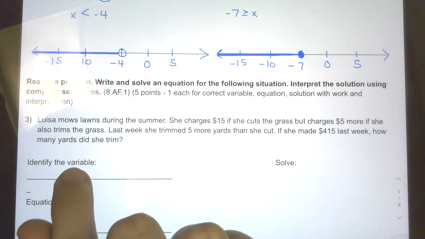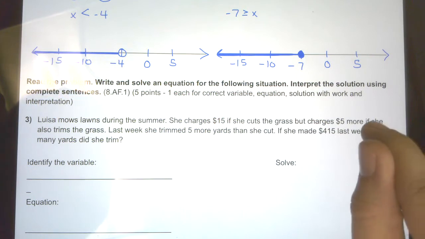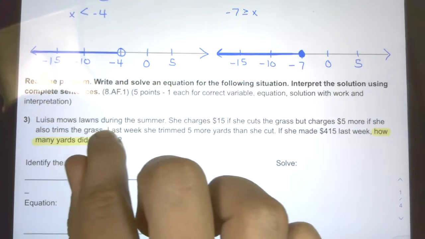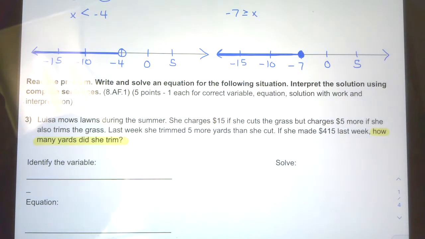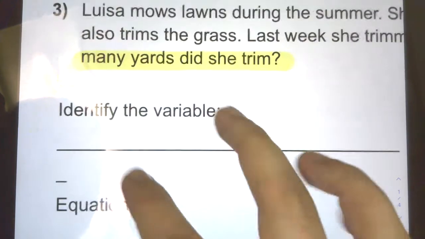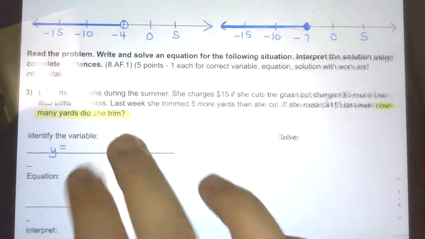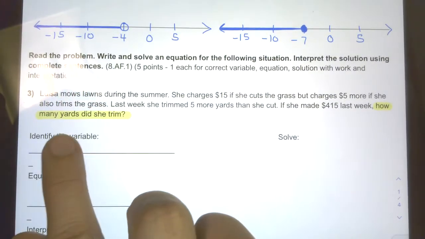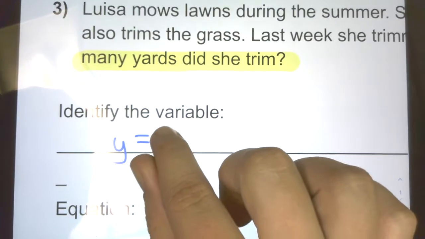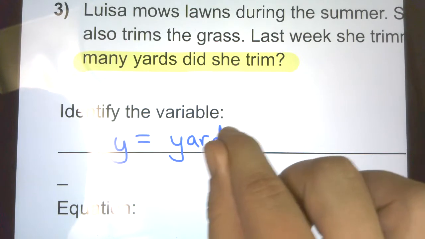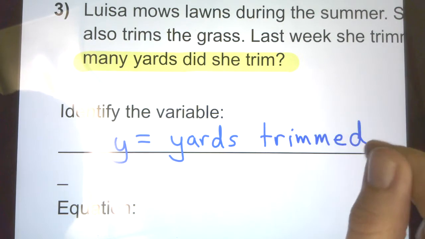We need to start by identifying the variable, and I'm looking for the question, how many, how much. I see I've got how many yards did she trim? So that right there is going to be my variable. You pick whatever you want. It makes sense for me to use y. And I am going to be specific in this because it's not just saying how many yards did she get after. It said how many yards specifically did she trim. So I'm going to use my variable as y equals yards trimmed. And you'll see why in a second.